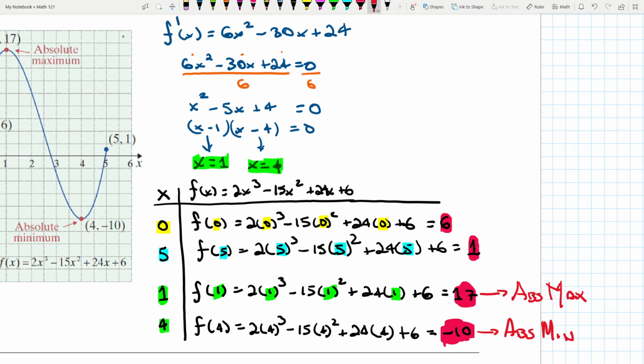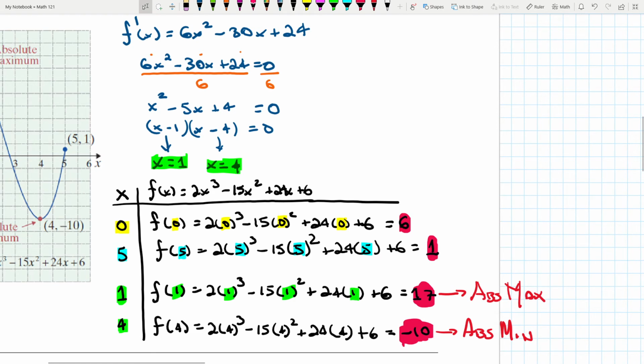Just be sure to express this as ordered pairs. In this case, it's the ordered pair (1, 17), and the other pair is for negative 10.